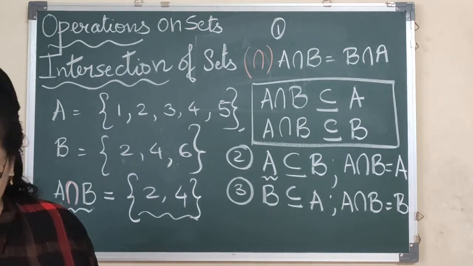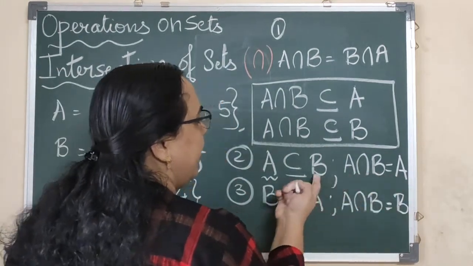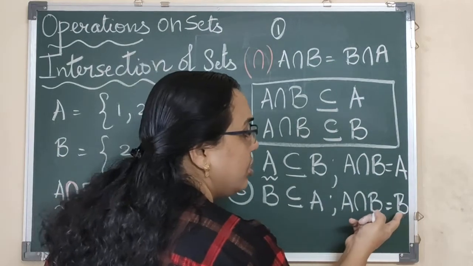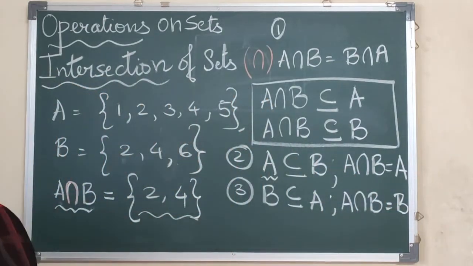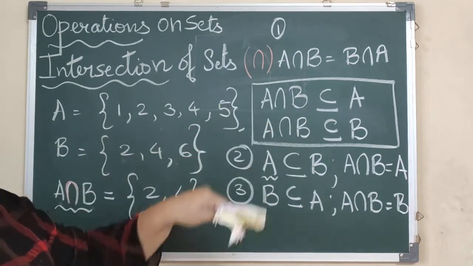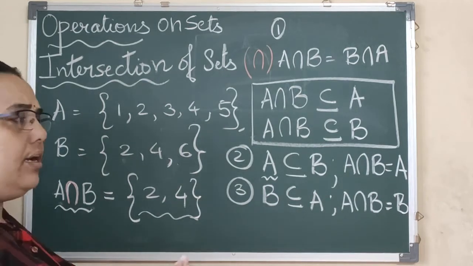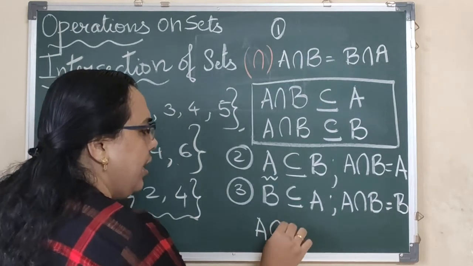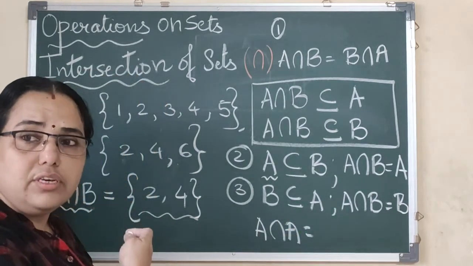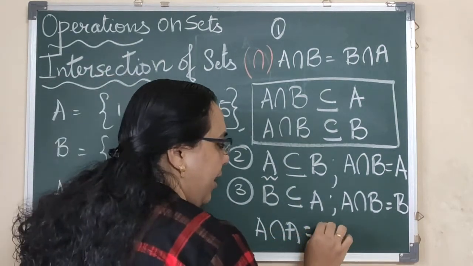Keeping this in mind, we go further. Otherwise also, if A intersection B is A, then A is a subset of B. If A intersection B is B, then B is a subset of A. Both ways it is the same. Going further, this is also one of the properties we have. Further, A intersection A is equal to A.